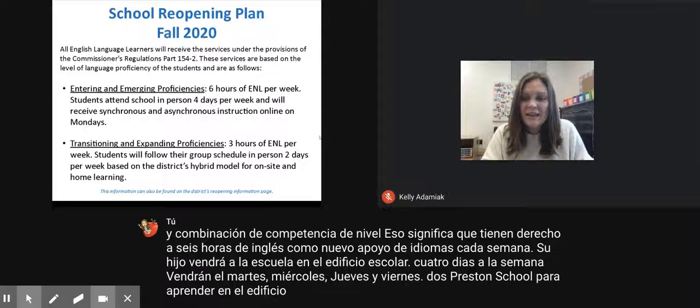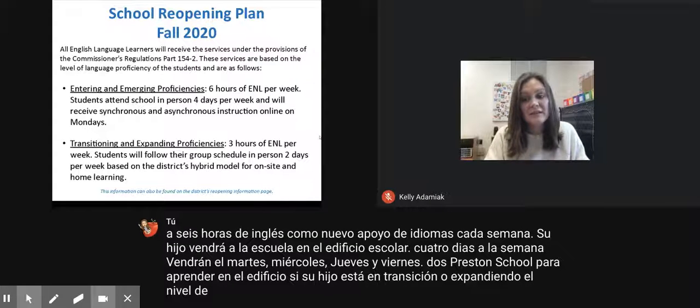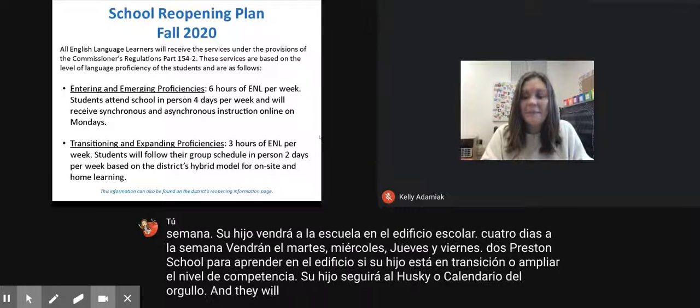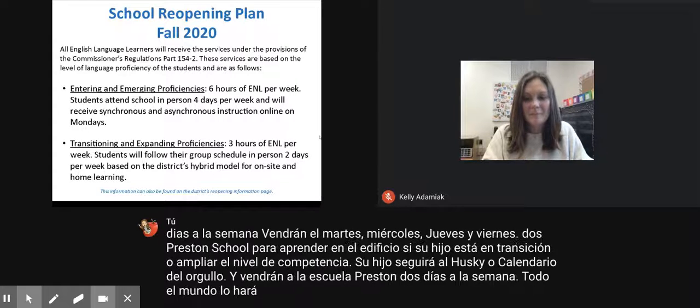If your child is at the transitioning or expanding level of proficiency, your child will follow the Husky or Pride schedule, and they will come to Preston School 2 days per week. Everyone will complete virtual learning on Mondays. So no students come to school on Mondays. Everyone completes learning from home on Mondays.